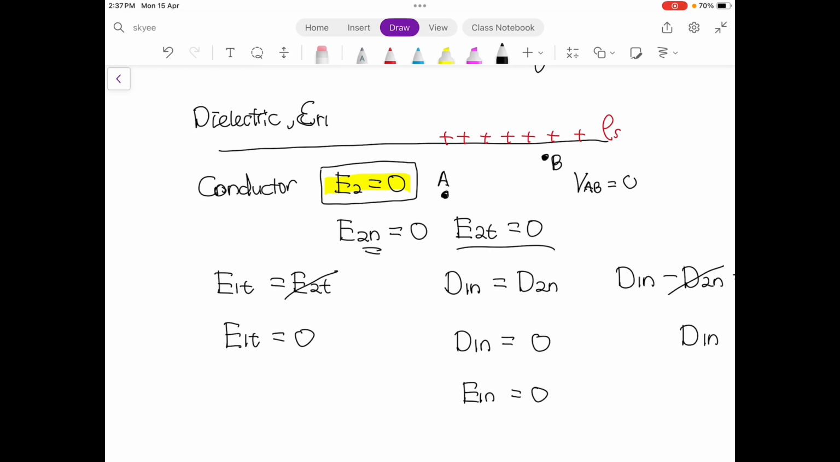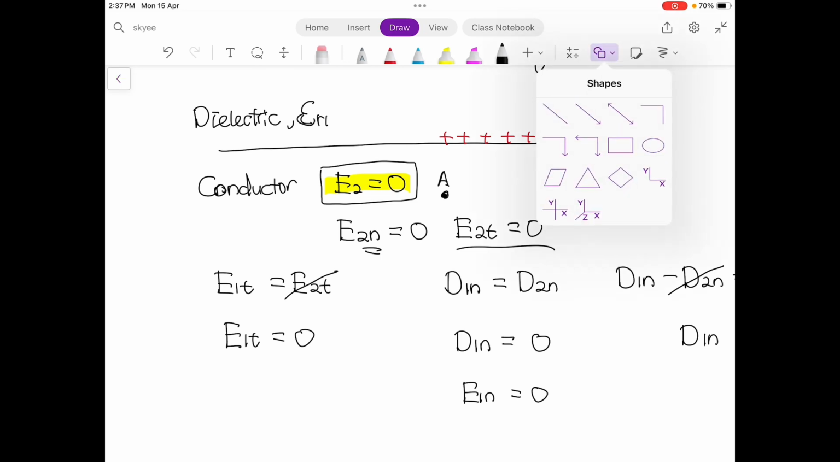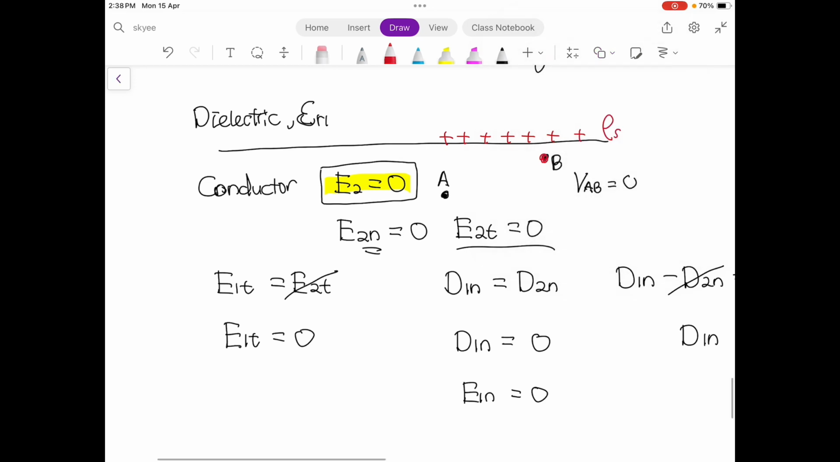Or maybe you can imagine it like this. You take a conductor and put the probes of your multimeter at two points of the conductor. One you put here, the other you put here. You can check the reading of the multimeter. The reading will be 0, showing that there is no potential difference in the conductor. The conductor is an equipotential body. Equipotential means the potential is the same everywhere.